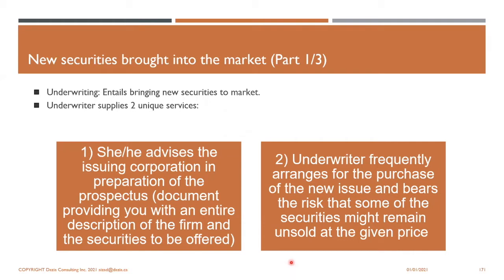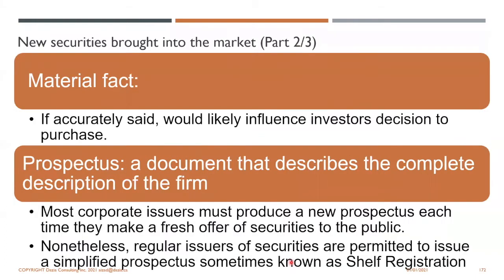And the underwriter also manages the purchase of the new issue. They will sell and market the securities in the initial, like the IPO. And if there's a risk that some of the securities may not sell, the underwriter will try their best efforts to sell as much as possible. So there's a material fact, which means anything that, if accurately said, would likely influence investors' decision to buy the product, the service, the securities.